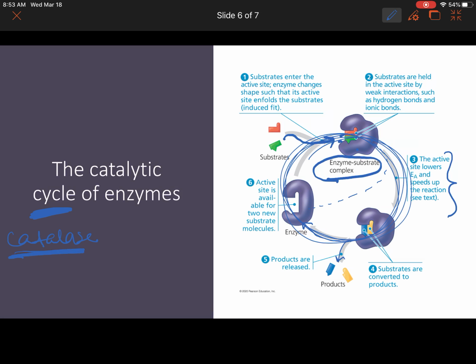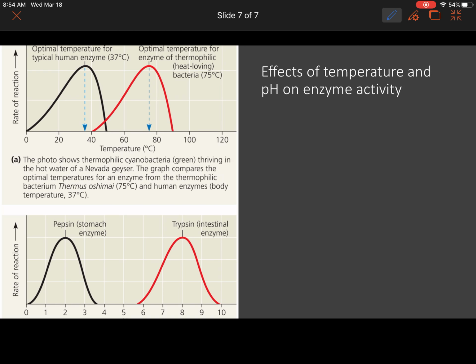And catalase is a unique enzyme. It's one of the most efficient enzymes. Most enzymes don't have rates that are 1,000,000 times a second. Okay, catalase is kind of unique in that way, but it just gives you an idea of how important those enzymes are.